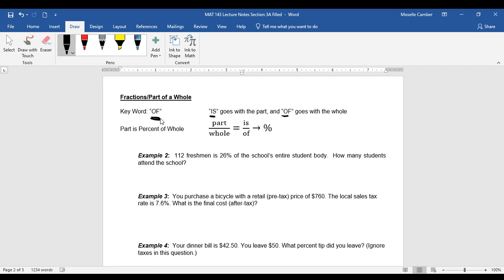So in example 2, we have 112 freshmen is 26% of the school's entire student body. So how many students attend the school?